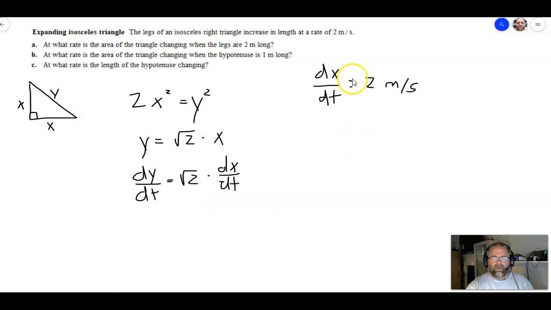And now all we have to do is replace the dx over dt with that, and then solve for dy over dt, which is the rate of change of the hypotenuse. So dy over dt is going to be equal to 2 root 2, I'm just plugging in the 2, meters per second. And it's not meters squared, it's just meters per second. Okay, guys, that is it for that question. Let's take a look at one more.